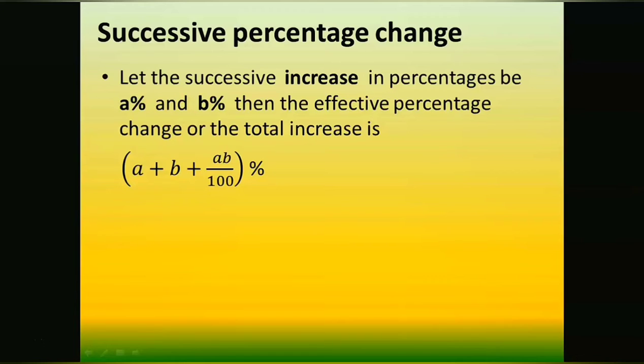That means on some commodity or object, let us suppose we are increasing the price of that object. We increase it by A% first, and the second time we increase it by B%. Then the net change or the final change in the percentage is not simply A plus B, but it is given as per this formula. Let us see one example based on this.